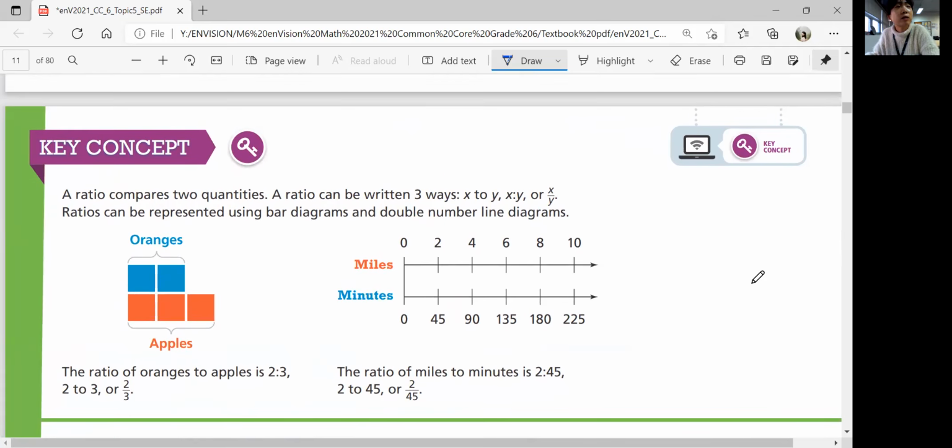The ratio compares 2 quantities. To summarize this lesson, a ratio can be written in 3 ways: something to something, something dot dot something, or something over something. Make sure that in x to y, x dot dot y, x over y, the order stays the same. And these are two types of visual representations you can use to represent the ratios. That was 5-1, understanding ratios.